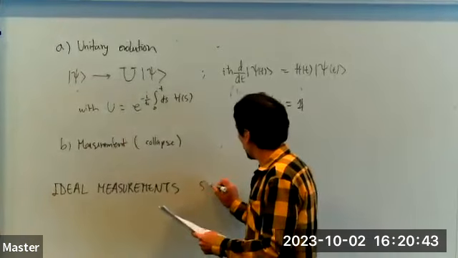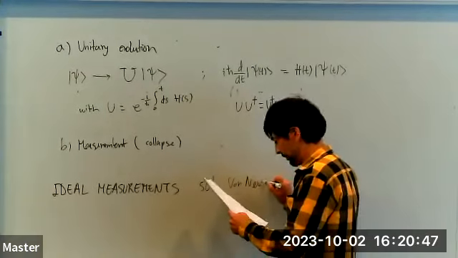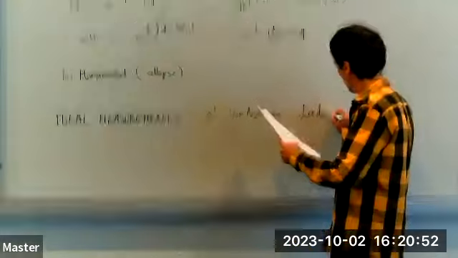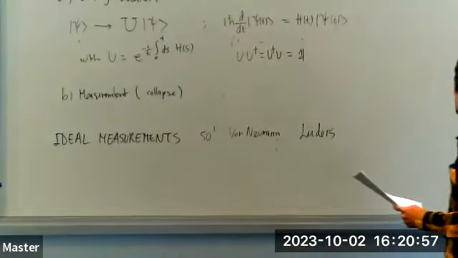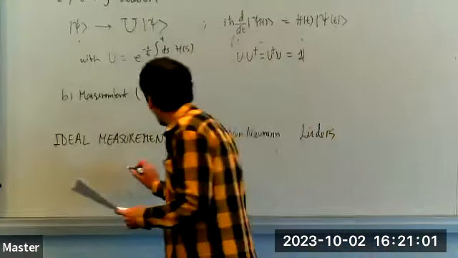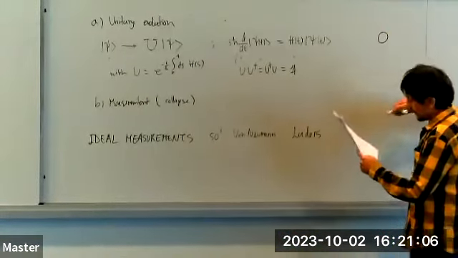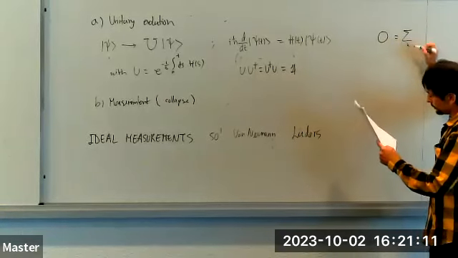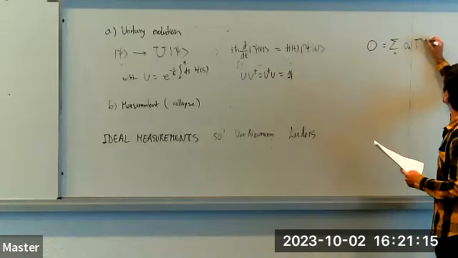Which were developed in the 50s by von Neumann and Lüders. So essentially, what we do is to write observables, generic observables, O, which are Hermitian operators, and we can write them as a sum of eigenvalues and projectors.